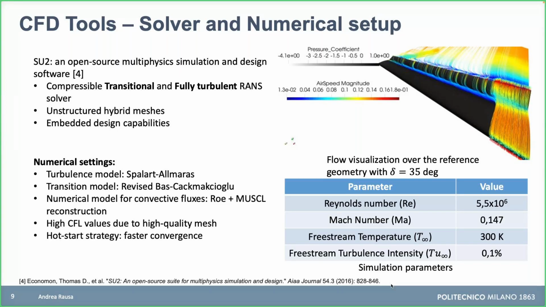We used Roe with MUSCL reconstruction for convective fluxes. High CFL values were achieved mostly due to the quality of the meshes that we built, and a hot start strategy when changing from one angle of attack to the other, so we restarted from the previous angle of attack to improve convergence of our problem. We can see here a little bit of the simulation setup for the values: Reynolds and Mach number, free stream temperature of 300 Kelvin, and free stream turbulence intensity also set from the wind tunnel campaign, so it's 0.1%.